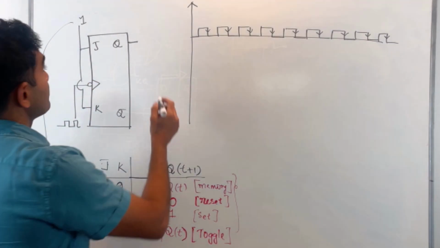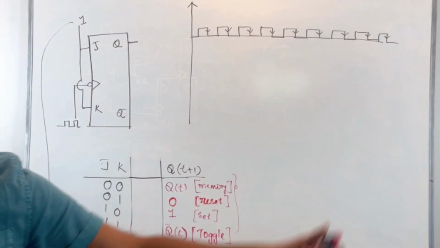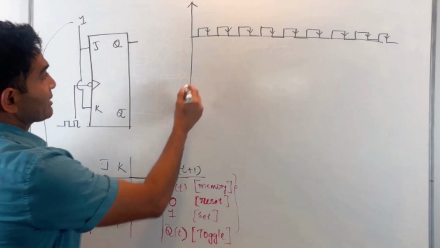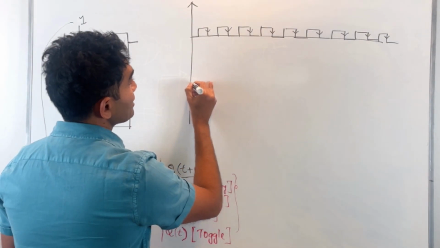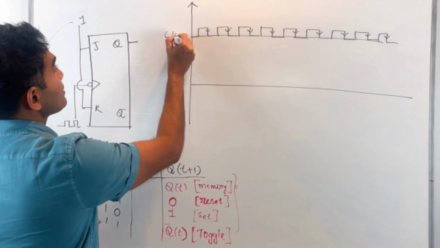I don't have to worry about J and K displaying on the graph because they are constant at 1. So it doesn't make sense to actually have them displayed in this particular timing diagram. Okay? So that's my clock.